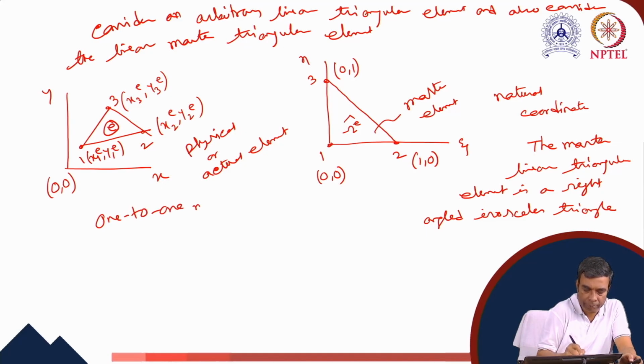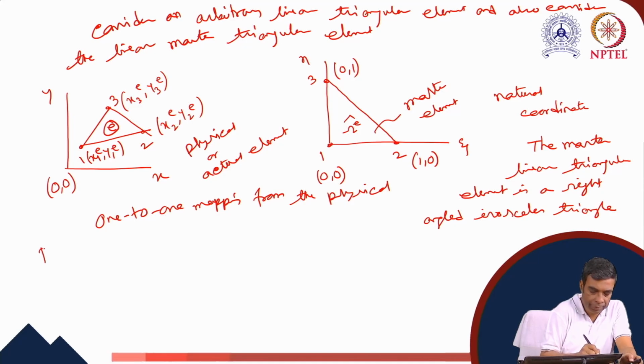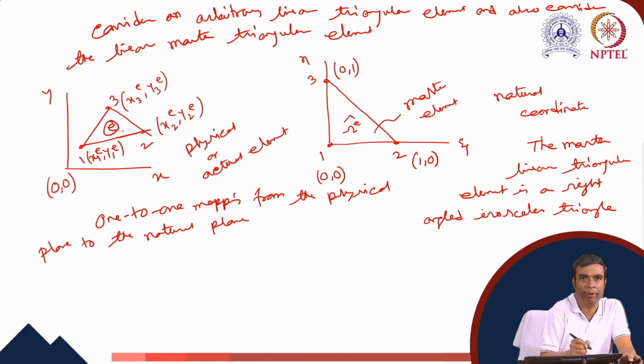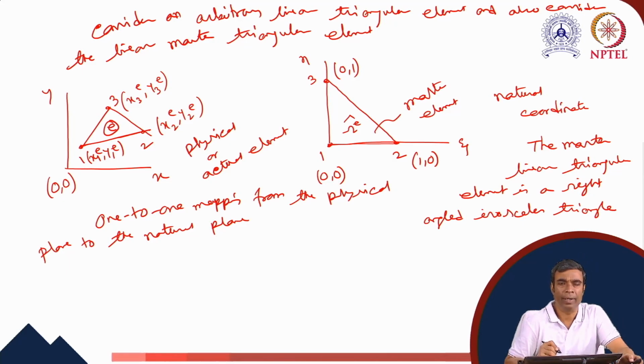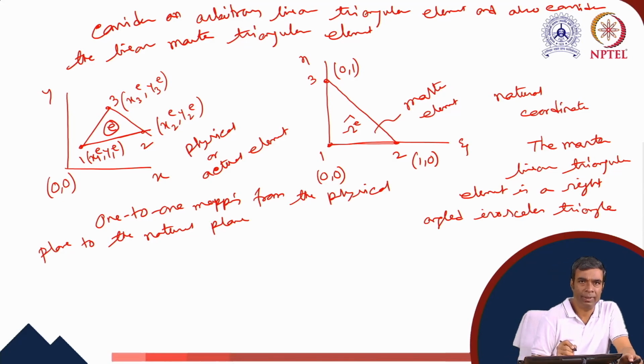1-to-1 mapping from the physical plane to the natural plane. This implies that edge 1, 2 in the physical coordinate system precisely matches edge 1, 2 in the natural coordinate system. So this transformation is valid at the edges as well as within the domain of the element. So there is a 1-to-1 transformation with 3 nodes of the element.